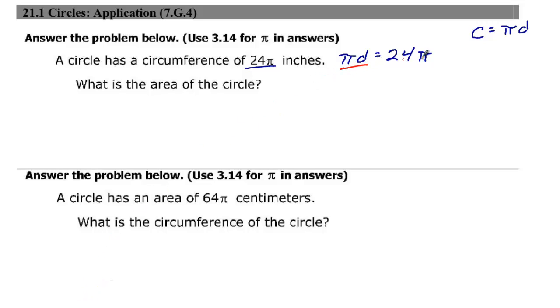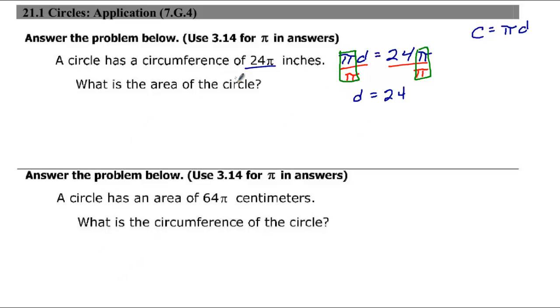I'm going to go ahead and divide each side by pi. That allows me to cancel pi on both sides, canceling as in pi divided by pi is 1. So 1 times d equals d. Pi divided by pi is 1. 1 times 24 equals 24. Now I have a diameter.